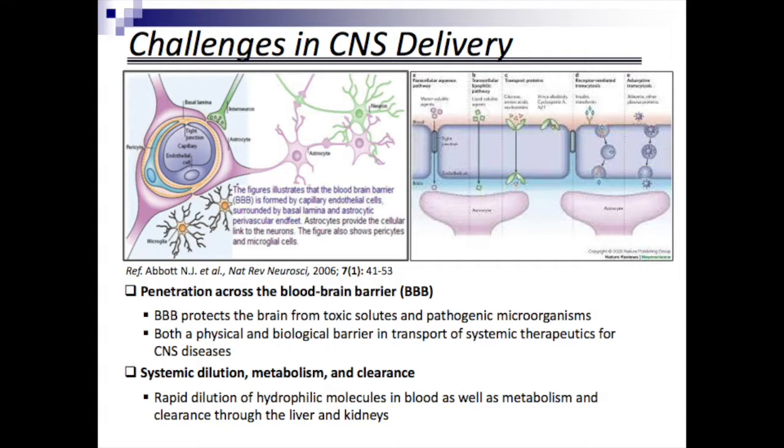Even for small molecules, that's a challenge, because you can have a very hydrophobic molecule which has a very high volume of distribution in the systemic circulation and doesn't really get an opportunity to cross over into the brain. But this is a much bigger problem for biological therapeutics, because they are hydrophilic, they tend to be very labile, and subsequently are very susceptible to dilution, metabolism, and excretion from the body. So how do you make these molecules cross into the brain?